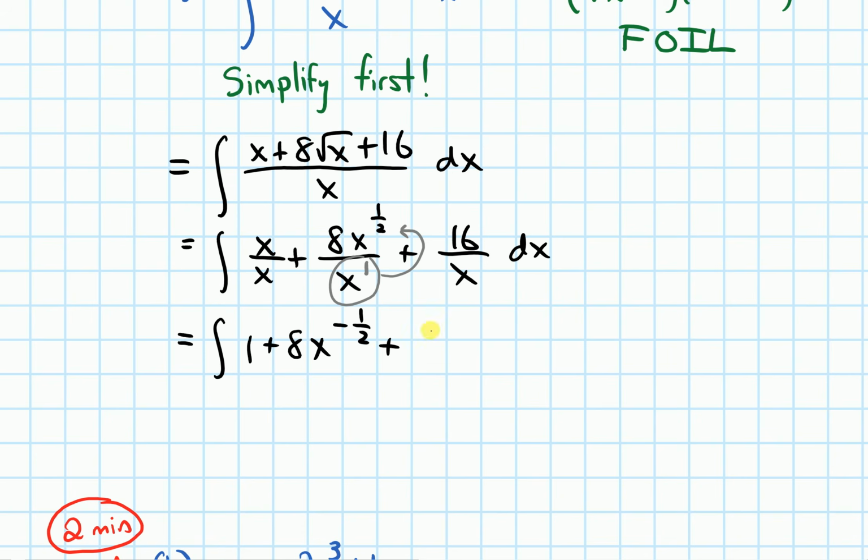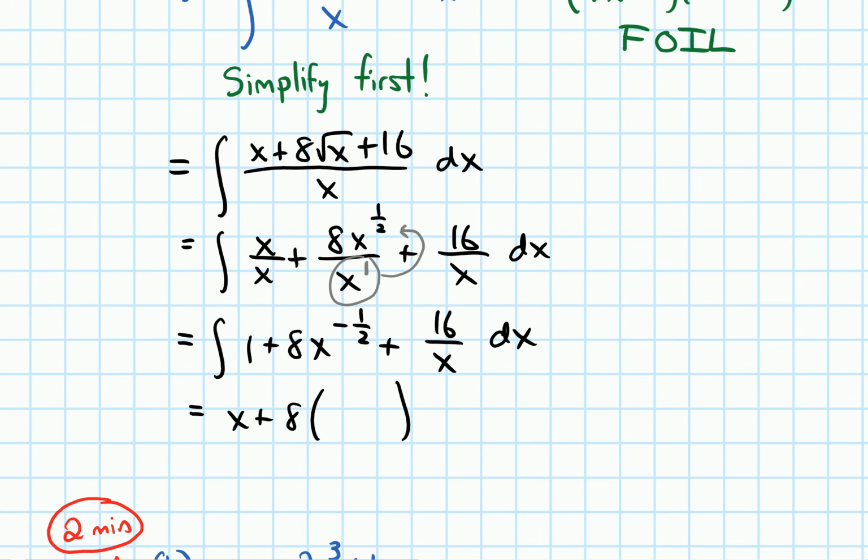And then 16 over x is already simplified, so we leave that as it is, dx. Now we're ready for this antiderivative. So antiderivative of 1 is x. For the next term, I leave the 8 there, and then that's going to multiply this antiderivative of x to the negative 1/2, and that's reverse power rule.